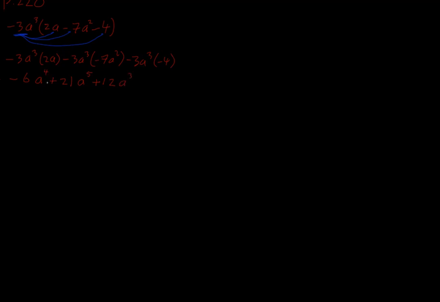Now I have an a to the power of 4, an a to the power of 5, and an a to the power of 3. So these are dissimilar terms. They aren't like each other, so we're not able to go any further. We can't add these things together because they're different types of things. So that's as far as we can go. That's our final answer.